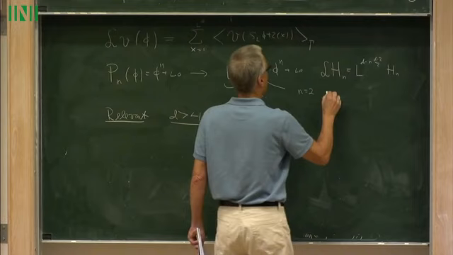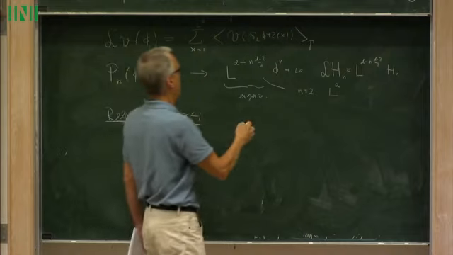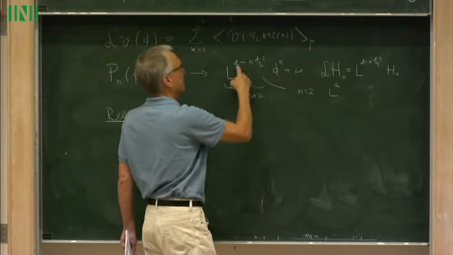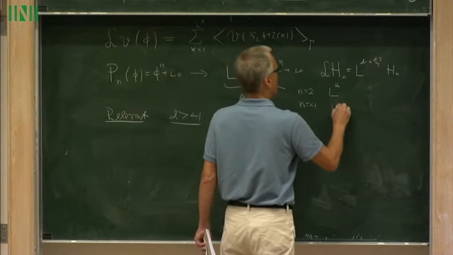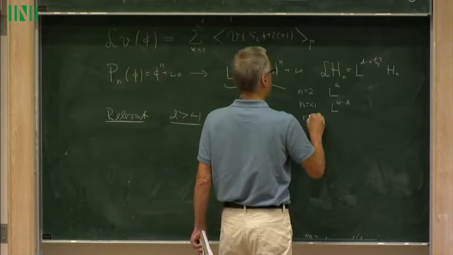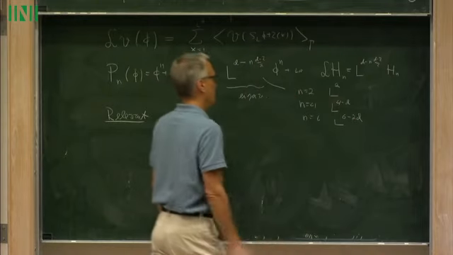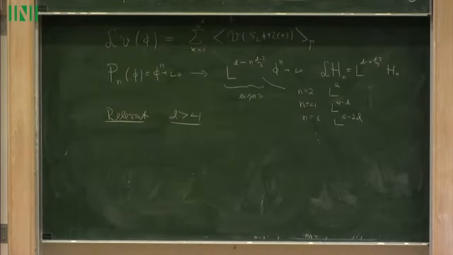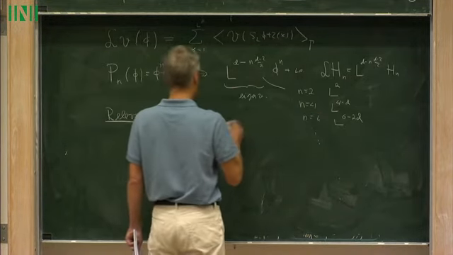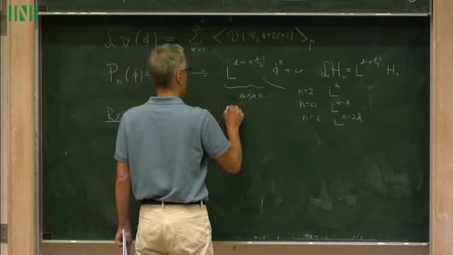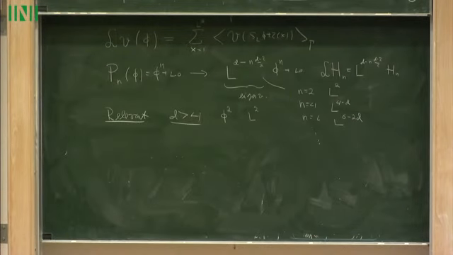Okay, so let's take examples. N equals 2, I get L squared. N equals 4, I get L to power 4 minus D. N equals 6, I get L to power 6 minus 2D. When we are in more than 4 dimensions, these are all less than 1, so there's only one relevant, phi squared, with the highest eigenvalue L squared. That's our mass term.